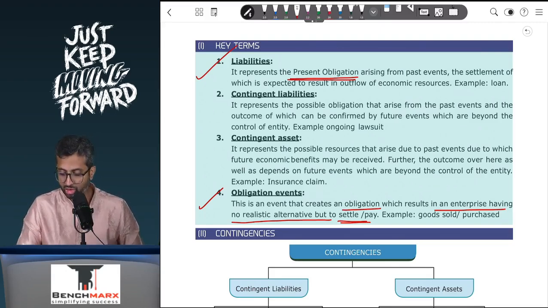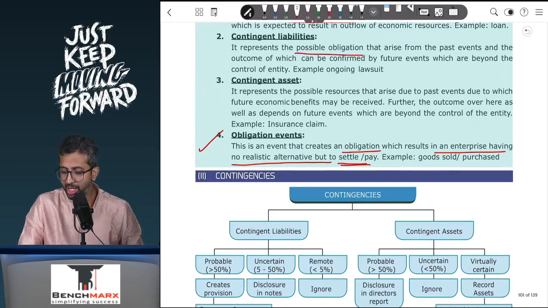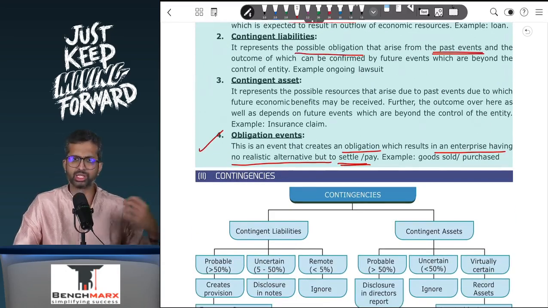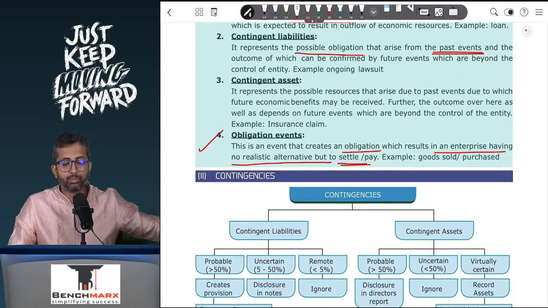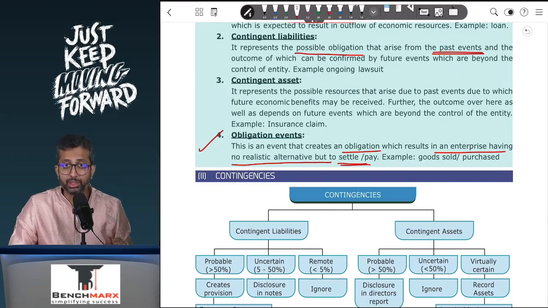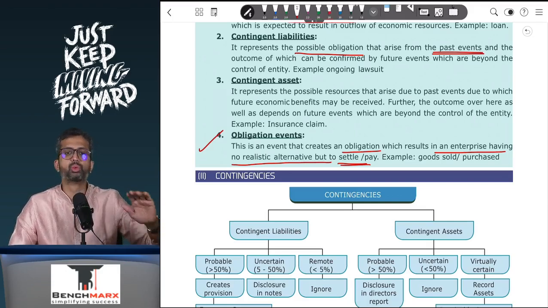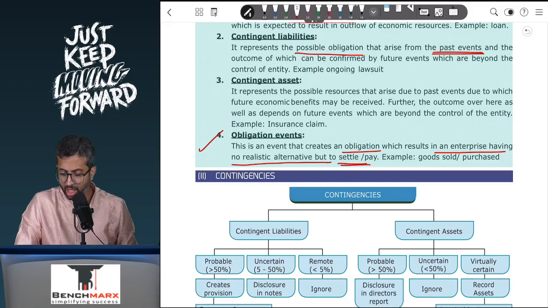A contingent liability is a possible obligation which is again arising out of past events. Remember, it has to arise out of past events, like you have possibly breached a patent in the past, or you have done some pollution in the past for which they are suing you to make a payment. An obligation arising out of past events, the outcome of which will be dependent on, let us say, a court verdict which is beyond our control, which can be confirmed by future events which are beyond the control of the entity.